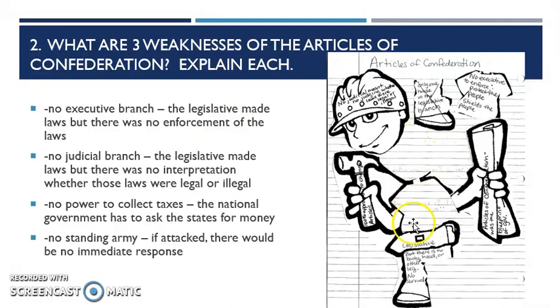And remember, we cut out Connie's chest, his shirt, to kind of demonstrate that. There's no judicial branch. So the legislative made laws, but there's no interpretation of whether those laws are legal or illegal. And your judicial branch is your courts. And so remember, we decapitated and cut off his head because it really does judge. It thinks, it does the moral kind of like, is this legal or is this illegal of our laws? And they don't have that. They don't have any of that for the federal government.